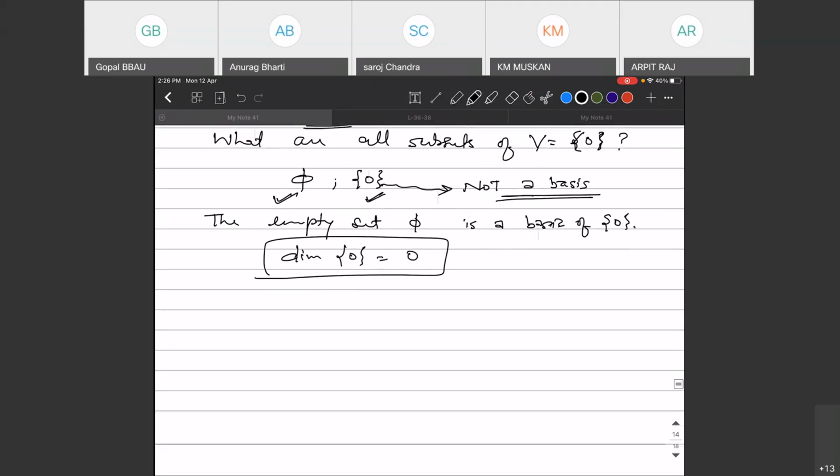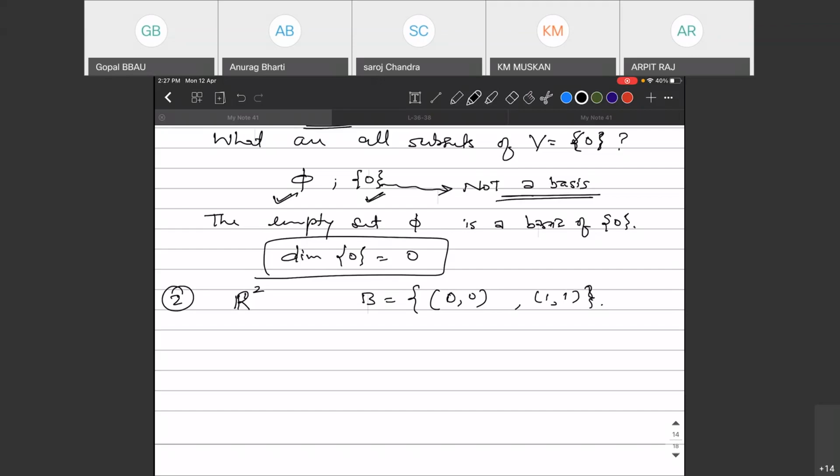Okay, then next question. Say R2 over R is a vector space. What is its dimension? Do we know any basis of R2? Dimension is 2. Okay, give me a basis. Sir, 0,0 and 1,1. Okay, let's see whether this is a basis or not.